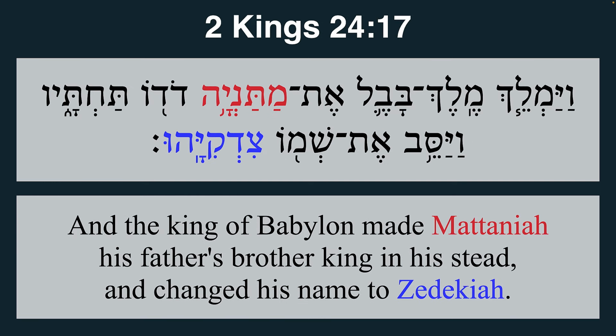Okay. Another case where the king of Babylon, Nebuchadnezzar, changed the name of the Israelite, the Jewish king in Jerusalem, called Mattaniah. The king of Babylon made Mattaniah, the father's brother of Jehoiachin, king in his stead, and changed his name to Zedekiah. Zedekiah is Tzidkiyahu. Tzidkiyahu is his actual name.